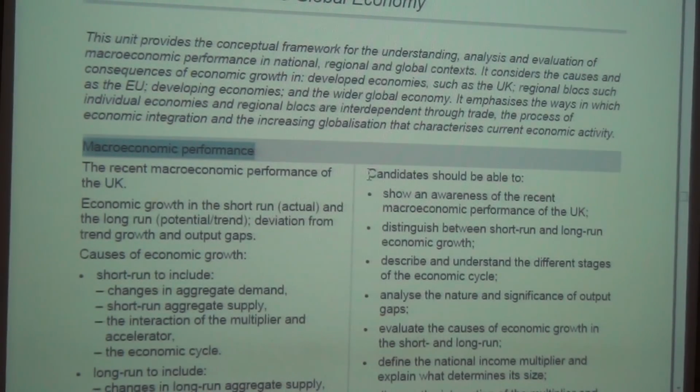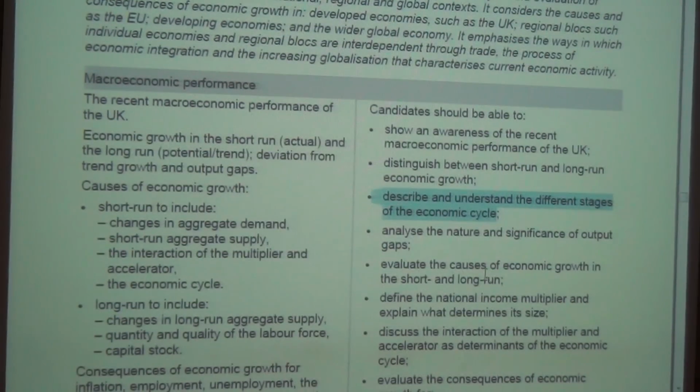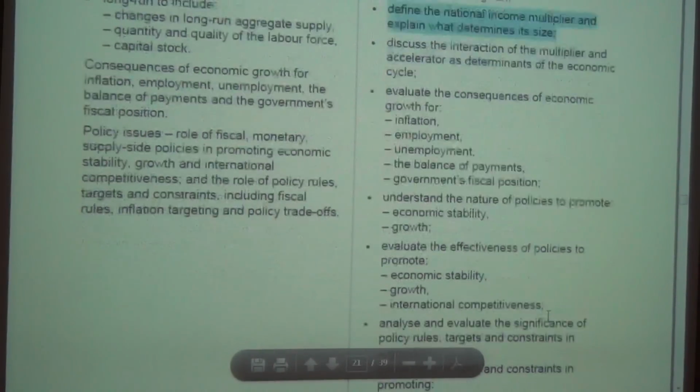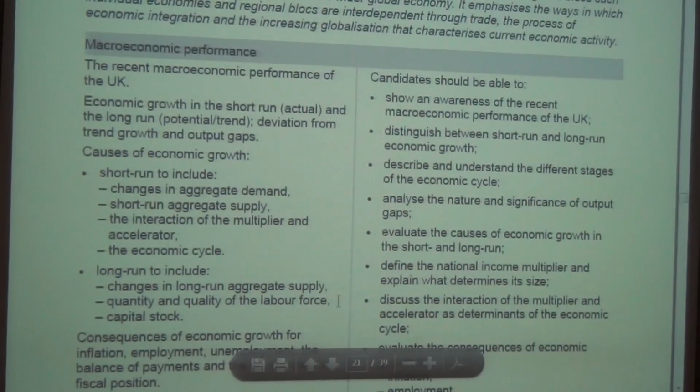We then need to look at this section here, candidates should be able to, and then we need to find, first of all, potential 4-mark questions. And as we said, 4-mark questions, the directive words are distinguish between, explain, describe, define. Those tend to be the 4 markers. So there's a distinguish between short-run and long-run economic growth, describe and understand the different stages of the economic cycle, define the multiplier and explain what determines its size, and that's about it really on that first one.